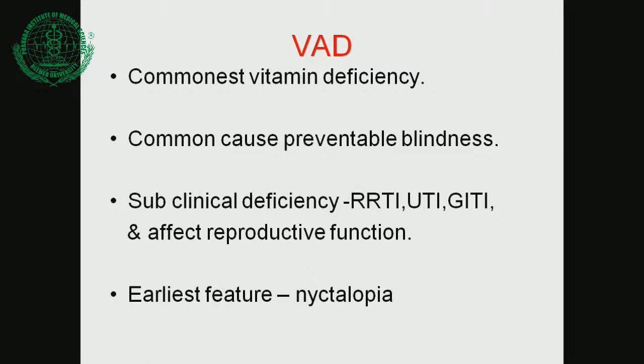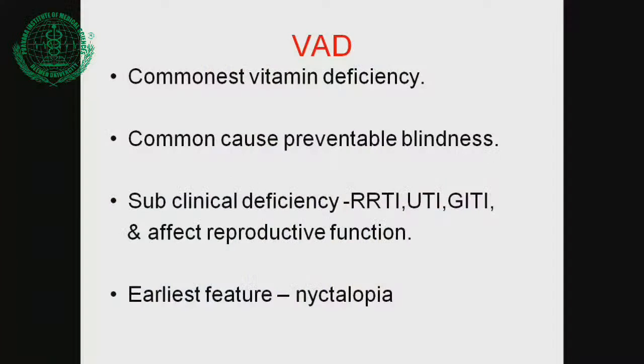Now we come to what is VAD. VAD is vitamin A deficiency. The short form is VAD. VAD is the commonest vitamin deficiency. So an MCQ may be asked to you, which is the commonest vitamin deficiency: A, D, E, K or whatever it may be. Vitamin A deficiency is the commonest vitamin deficiency in children. Okay. Also it is a common cause of preventable blindness. Very important. I will show you in later slides how vitamin A deficiency can lead to blindness. It's a preventable cause. That's why we supplement all the children with vitamin A every 6 months for 3 years.